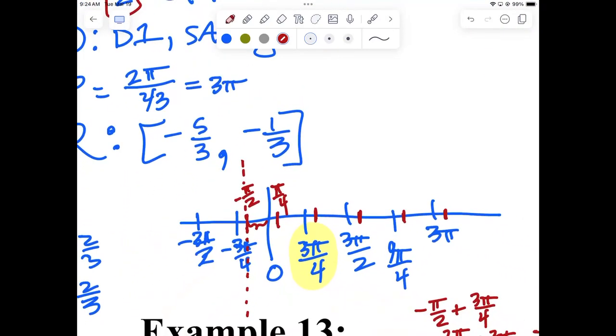So here's what you have to take note of. This distance here and this distance here are not the same, are they? The distance on the left is twice as big as the distance on the right. The distance on the left from 0 to negative pi halves is twice as big as the distance from 0 to pi fourths. That's what I'm going to be looking at.